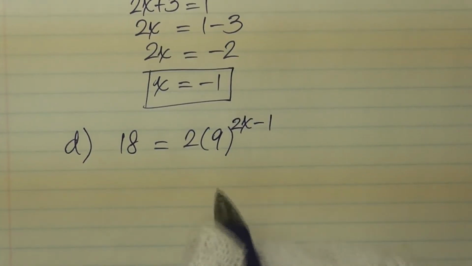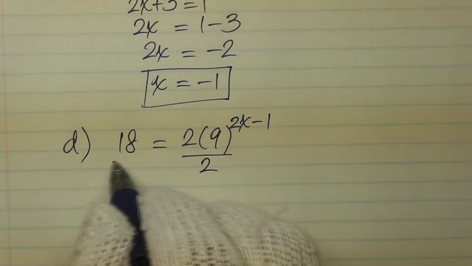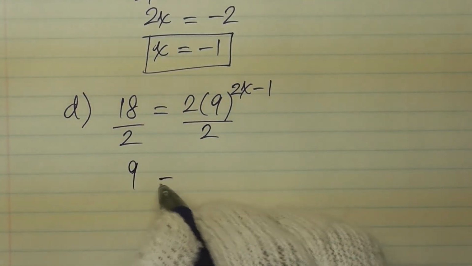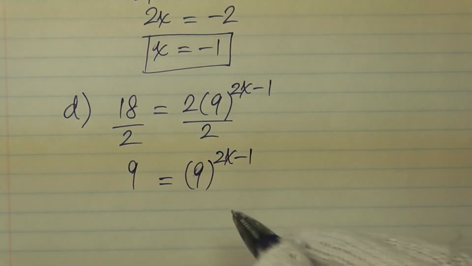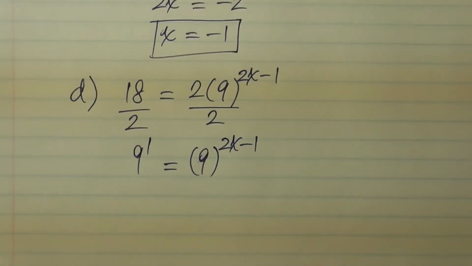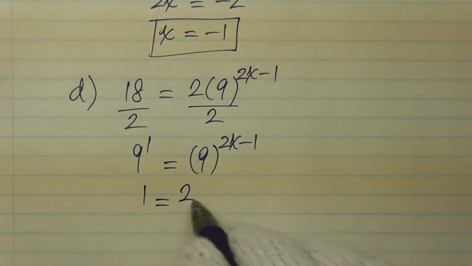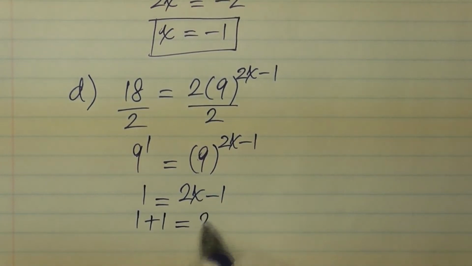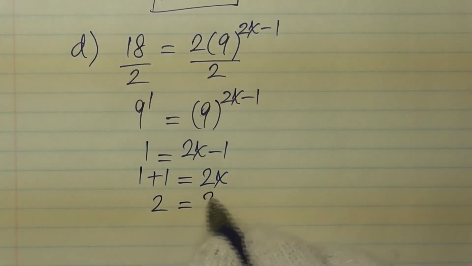So I use that same technique here. We see that 2 divides into both sides. And if I divide by 2, on the left side I'm going to get 9. And on the right side I'm going to get 9 to the 2x minus 1. And of course the exponent here that's not specified is 1. And since we have two powers with the base 9, 1 equals 2x minus 1. 1 plus 1 equals 2x, 2 equals 2x.